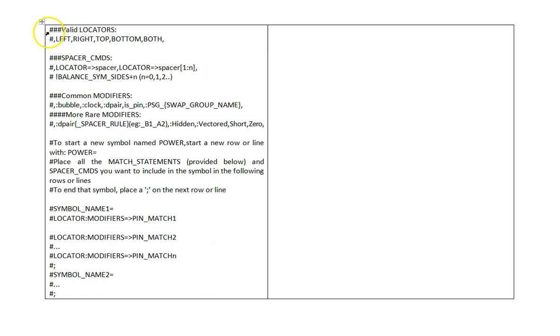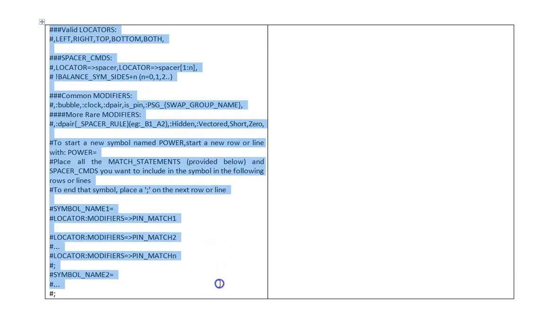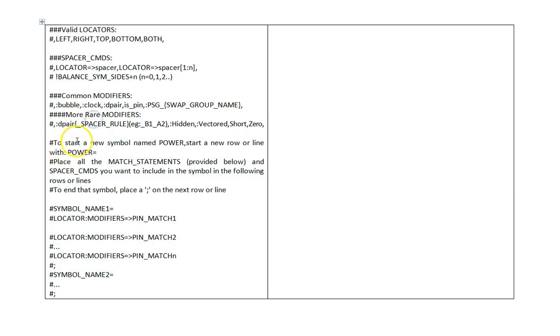When SmartFrac creates the SDL template files, it includes this cheat sheet section of comments describing the elements of the SDL language at the beginning of the file. A symbol start directive looks like the symbol name equals statement, where the actual symbol name we want to appear on the symbol is inserted for the symbol name. The symbol end directive is a semicolon at the start of a line. In between the symbol start and end directives are a collection of comments, pin match statements with pin modifiers, and spacer commands.